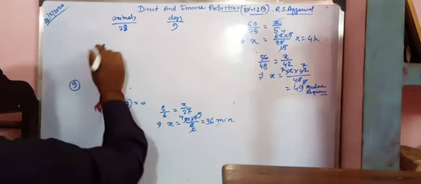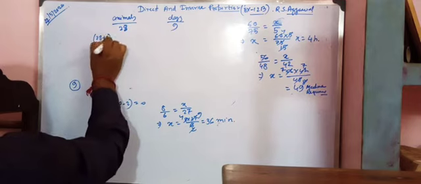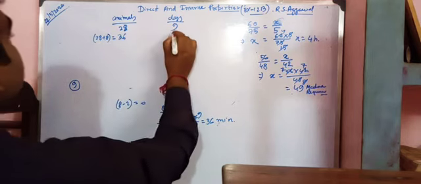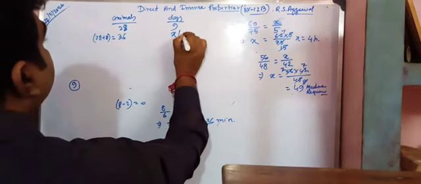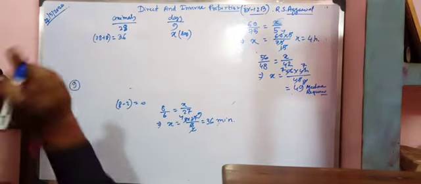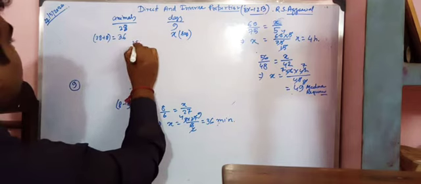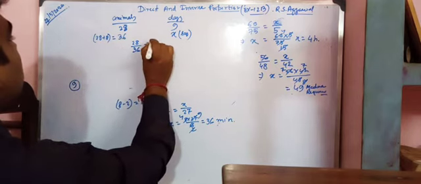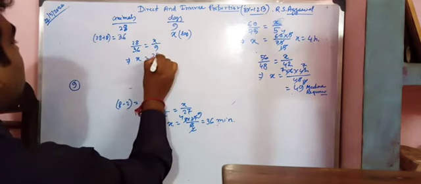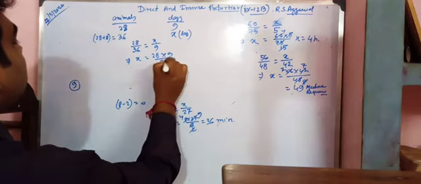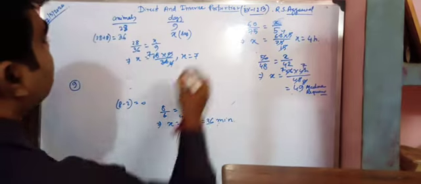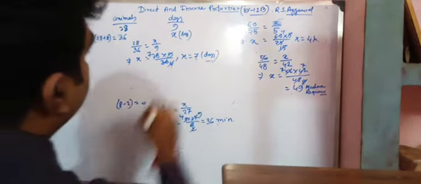So 8 more animals are joining here. That means 28 plus 8, that means 36. Now let us take this as x days. Again, by putting the inverse variation formula, 28 by 36 is equal to x by 9. So x is equal to 28 into 9 by 36. So x is equal to 7. 7 days is my answer.